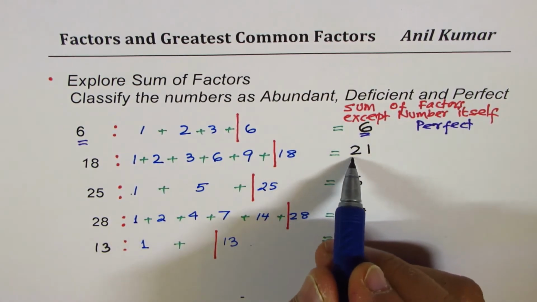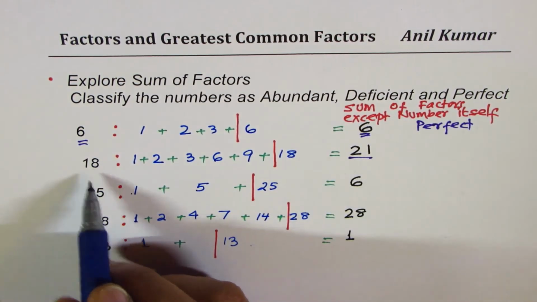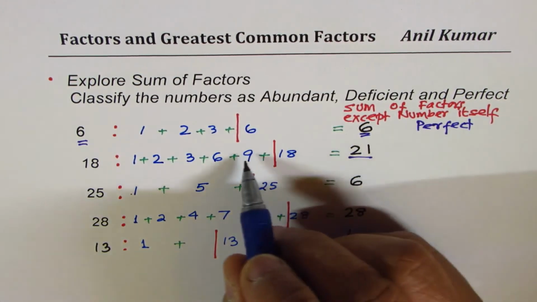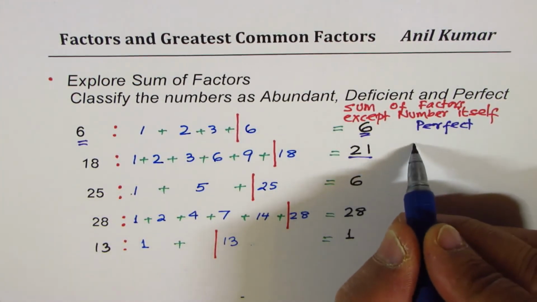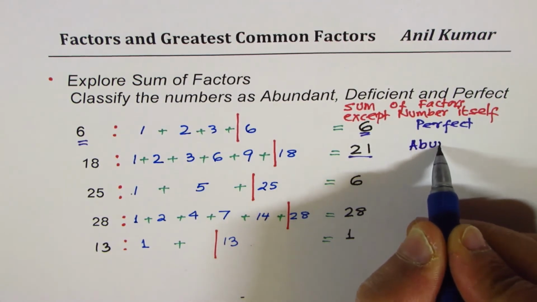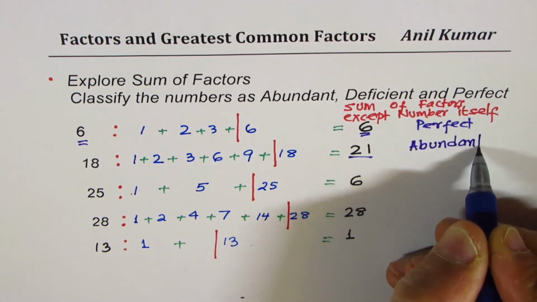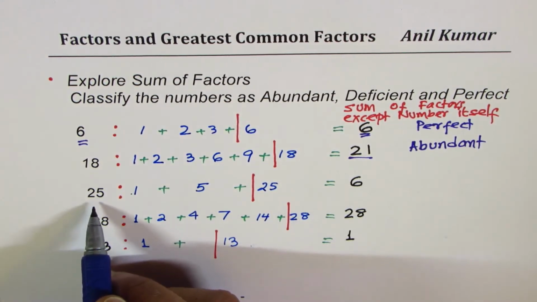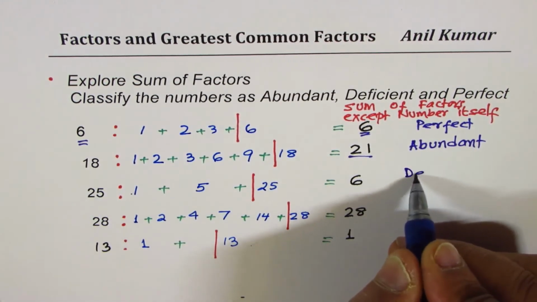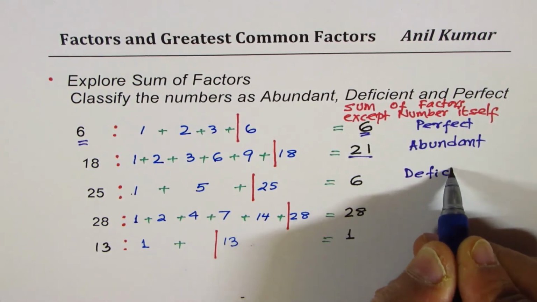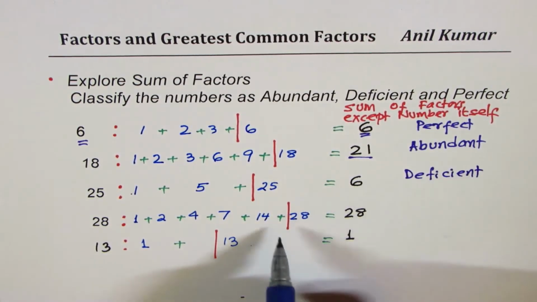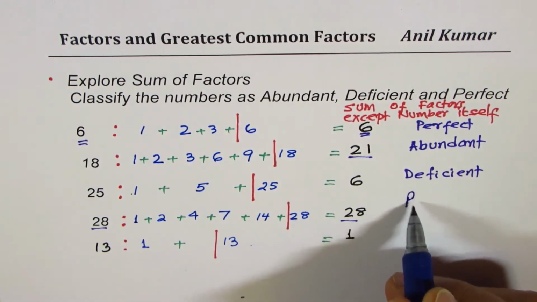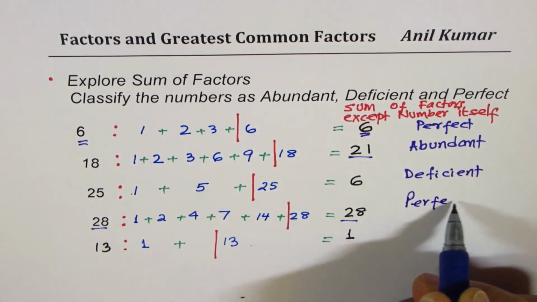Now here, 18 is less than this. So this is more, right? So here we have more factors sum, right? So we'll call this abundant. Number 6 is much lesser than 25. So this is deficient. Now in this case, it is the exact number. Do you see that? So it is also termed as perfect.